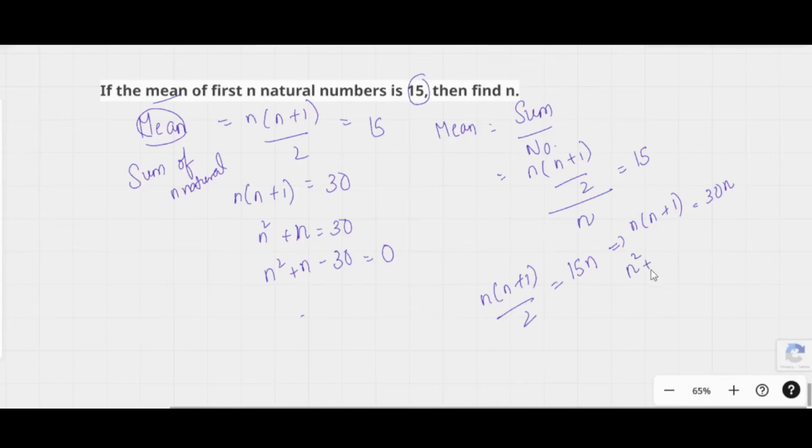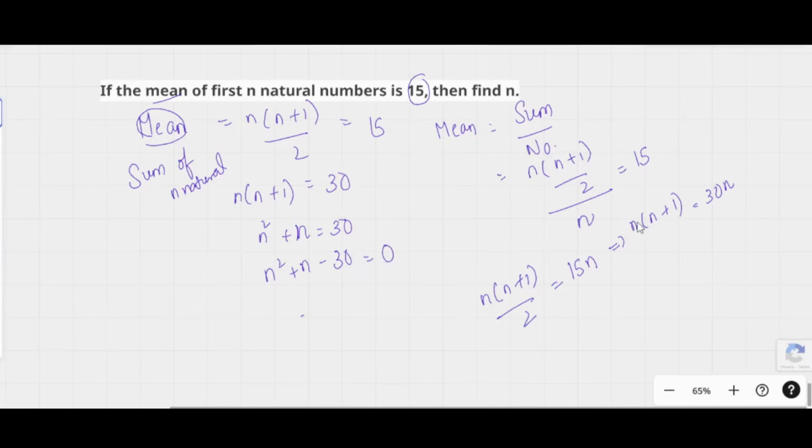N square. No need to do n square. Why? Because never do that. If you go and multiply this n inside, it will become a quadratic equation that you have to solve. So try to simplify very easily.